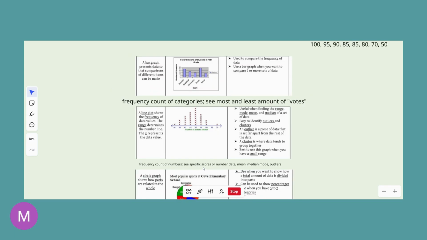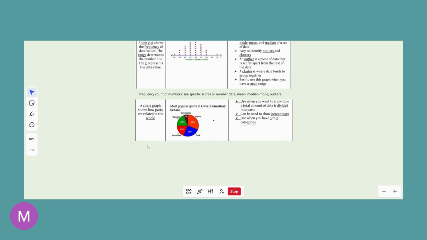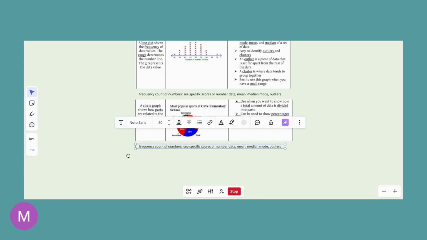And then finally, the circle graph. We all very much know that circle graphs show percentages. Okay, it's still a frequency count, but it's usually of categories. So back to categories, and you can see this helps you see the percentages or the parts of a whole. So the parts of this whole group.